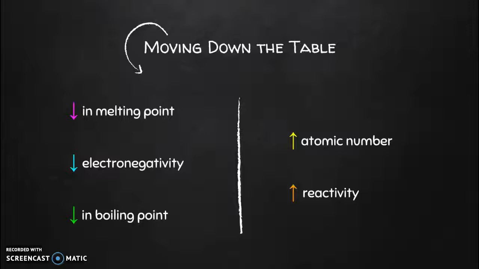Moving down group 1 of the periodic table, there is a decrease in the melting point, a decrease in the electronegativity, a decrease in the boiling point, an increase in the reactivity, and an increase in the atomic number of the element.